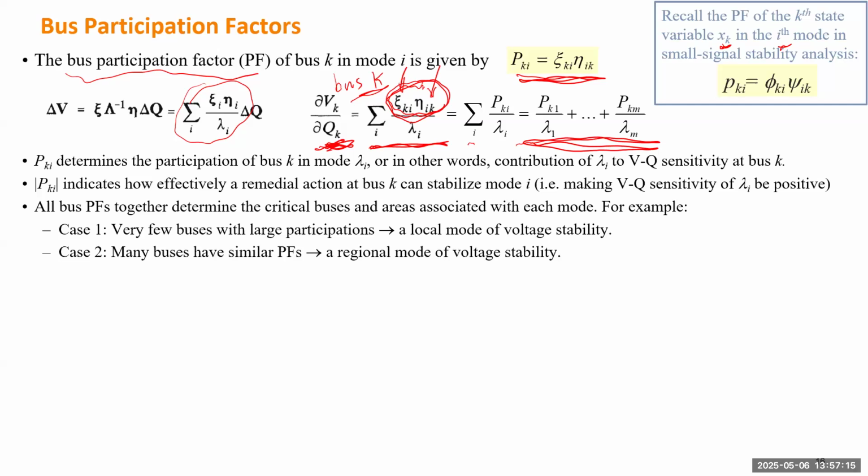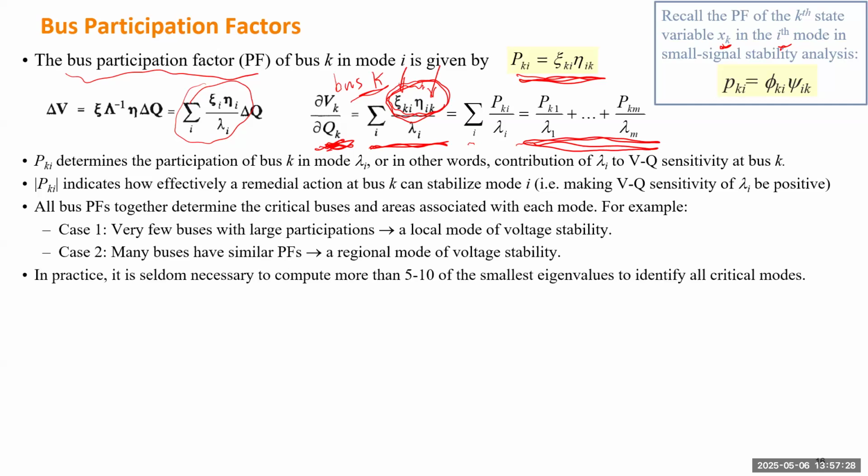Another case will be that many buses have very similar participation factors, which means unfortunately your voltage stability problem is a regional problem, a wider-area voltage stability problem. So it's harder to address. In practice, usually you don't have to consider all the eigenvalues, just pick maybe the smallest 5 or 10 eigenvalues. Then for each mode, you study the participation factors to determine where to add control.